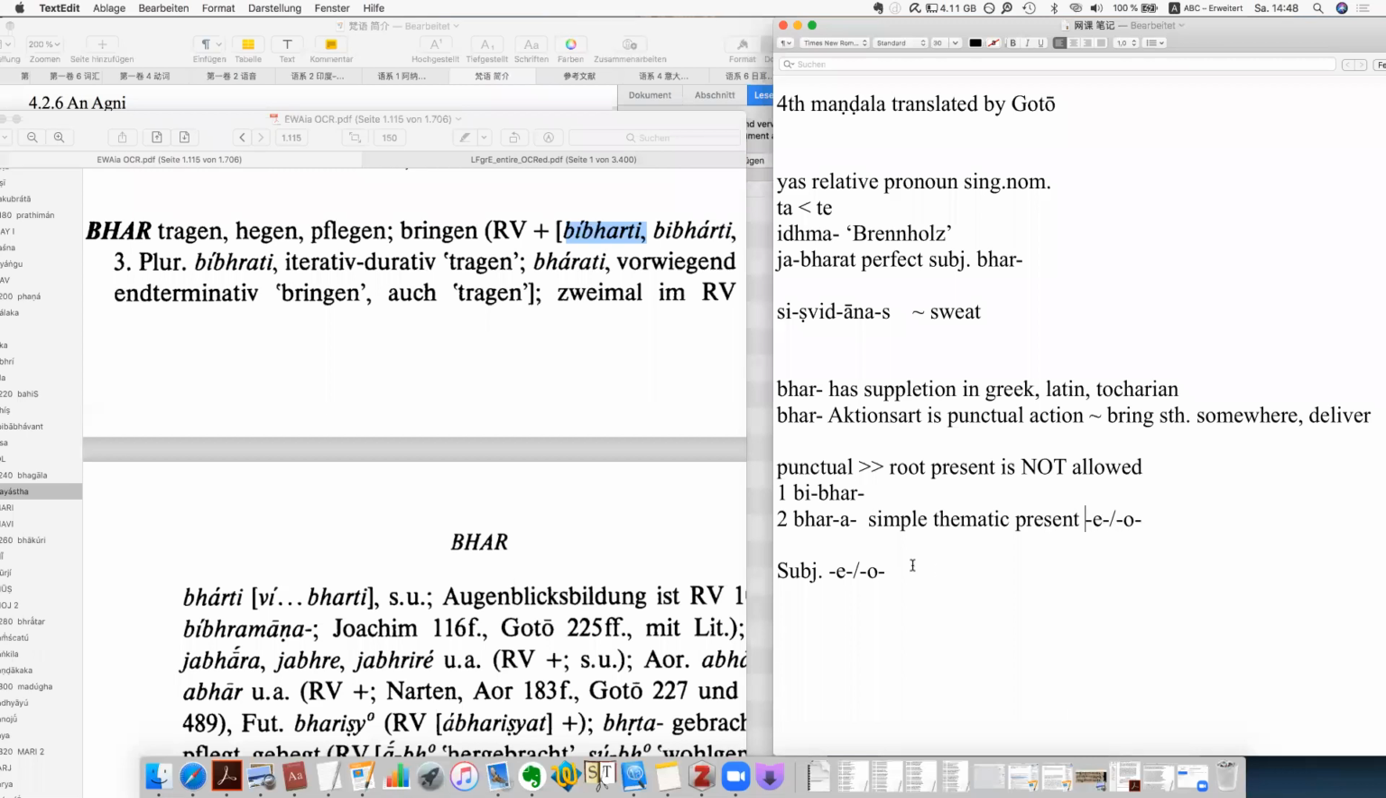Simple semantic present and subjunctive. And then you see this simple semantic present or subjunctive can change the aspect or the action's art. Yeah, so I think you can understand this.